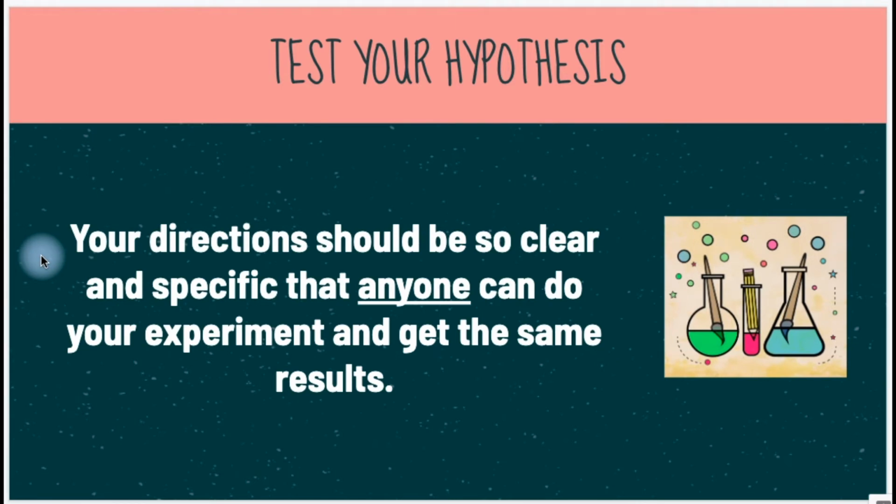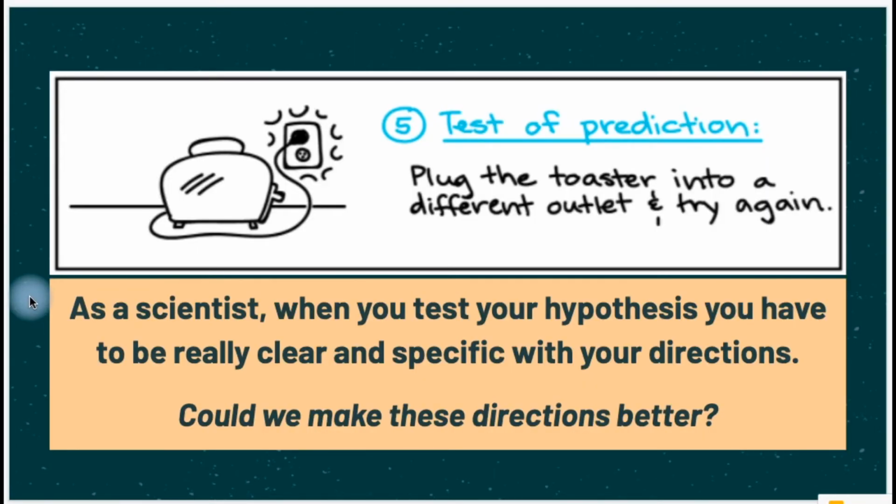You don't need to write down anything here, but I want you to know that it's really important that your directions are so clear and specific that anyone can do your experiment and get the same results. So for example, and you don't need to write anything down here, if I said to test your prediction, if you remember back to our toaster, the prediction was that the outlet was broken. To test that, you could plug the toaster into a different outlet and try again. But those directions, can we make them more specific and clear?